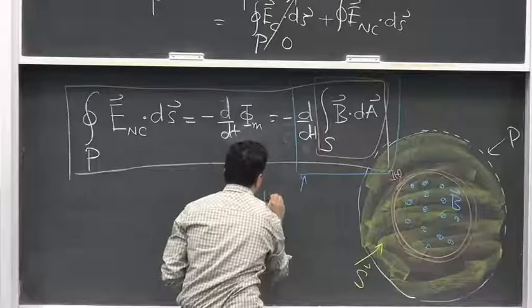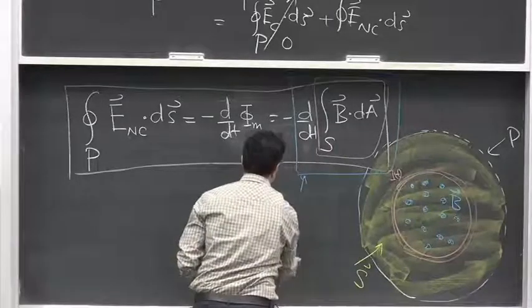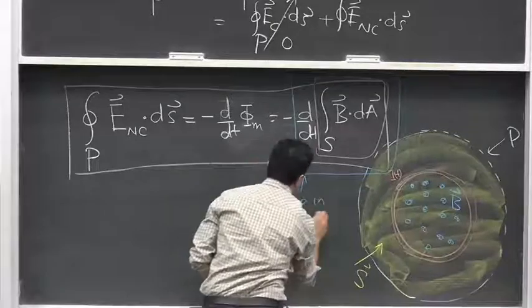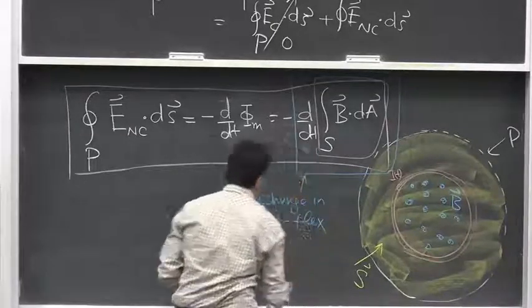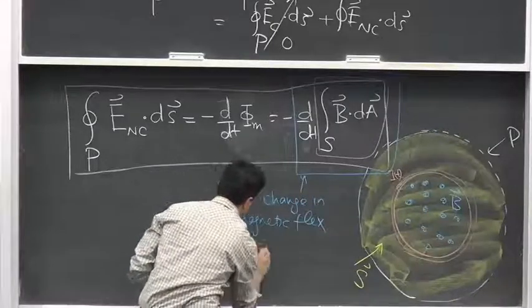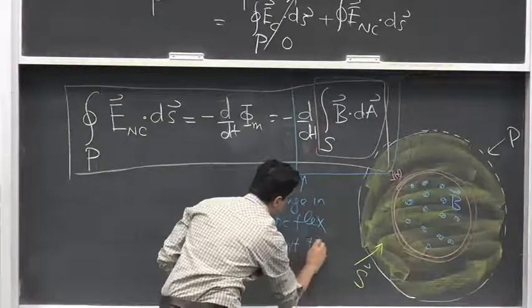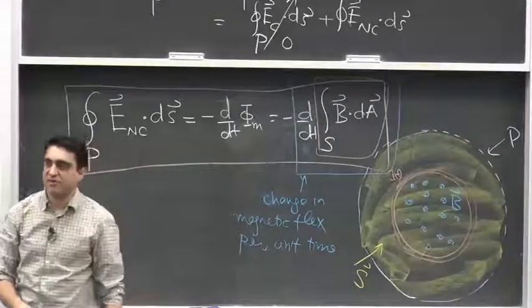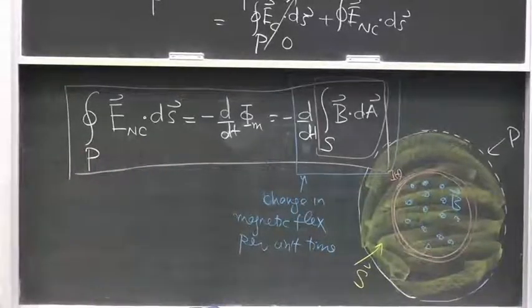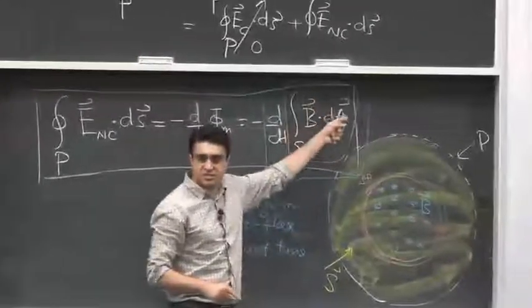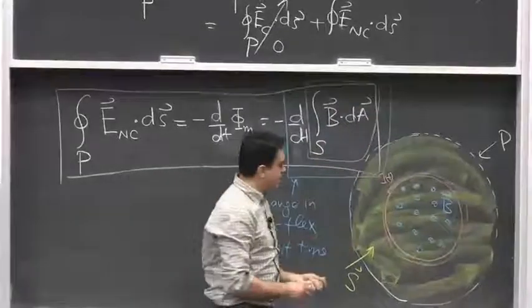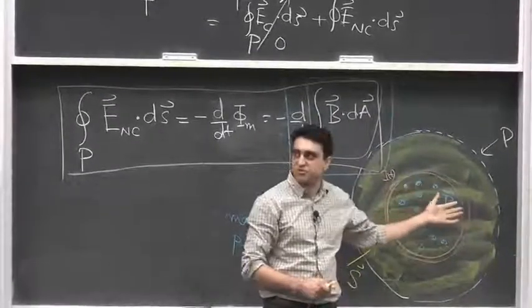the change in magnetic flux per unit time. And why is there a change in magnetic flux? Because you are changing current, and while you are changing current, you are changing the magnetic field, and if you are changing the magnetic field, the total flux is changing. Because let's say if you are increasing the magnetic field, the flux would increase.